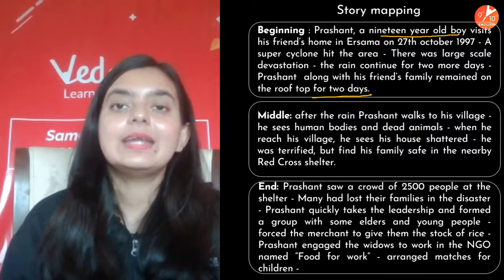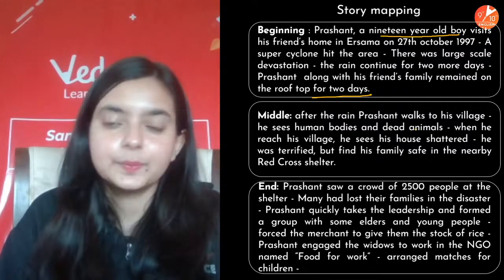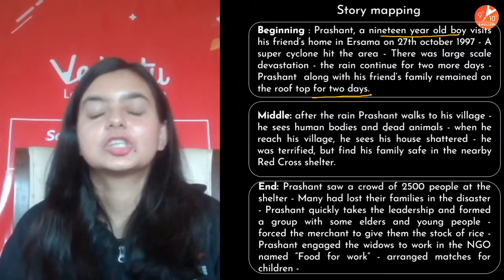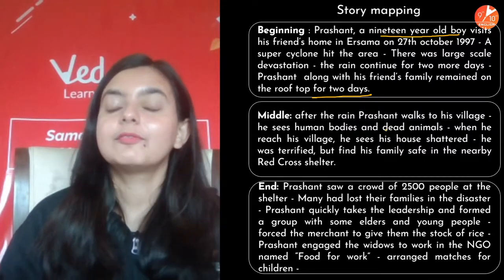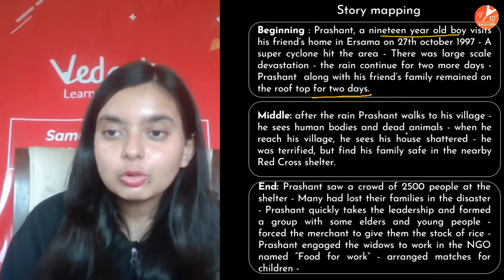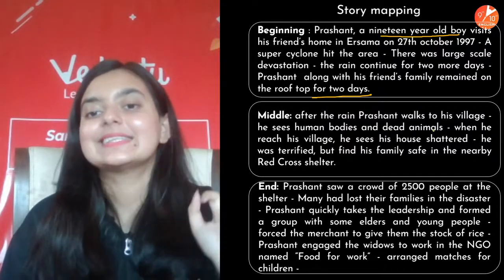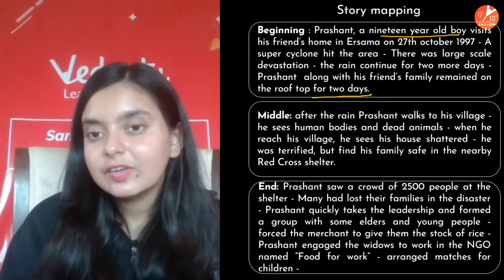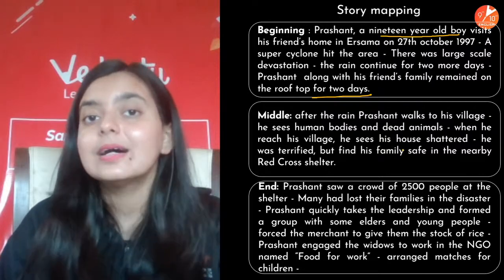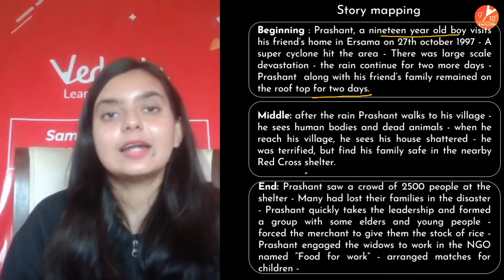After that, when the rain ceases, Prashant starts for his village, because obviously he was worried about his family members. How did he go to his village? He was wading through water which was almost neck deep, and it was filled with human bodies and carcasses of animals. When he reached his village, he saw his house completely shattered. He was terrified. He thought that he had lost his family members. But finally, he was relieved to find them safe in a nearby Red Cross shelter.